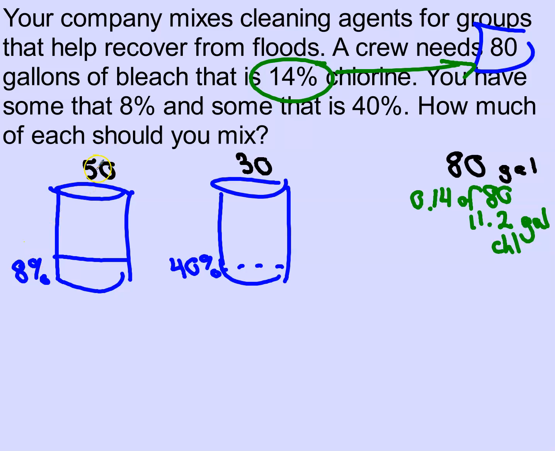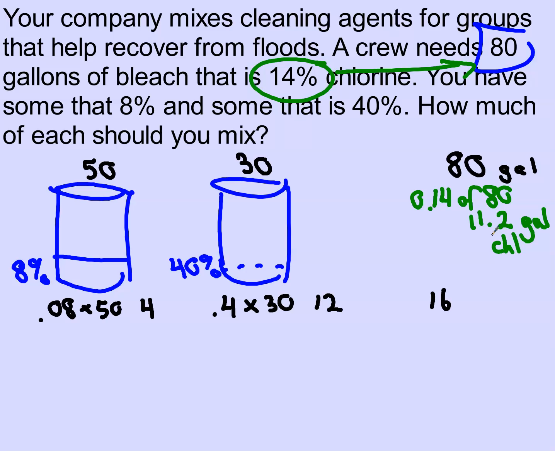We need to find out what 8% of 50 is and 40% of 30, and add those together to see how much chlorine we've got. So 8% of 50 is how much chlorine is in the first mixture. 40% of 30 is how much is in the second one. So 8% of 50, that's 4, and 40% of 30, that is 12. If we add those two together, I get 16. Well, I was supposed to get 11.2, so apparently I guessed wrong.